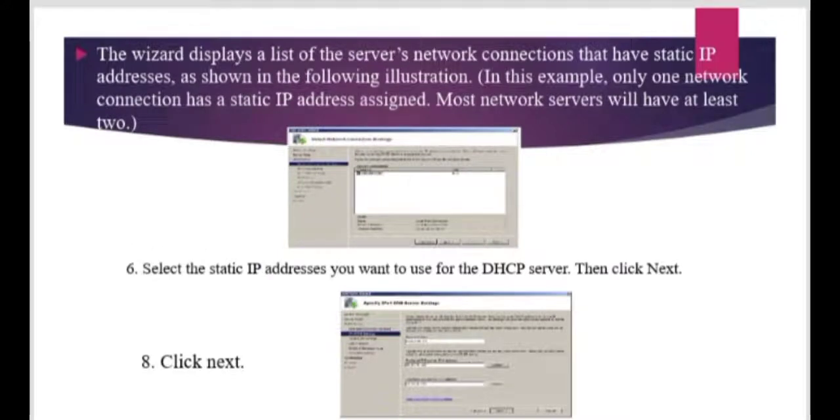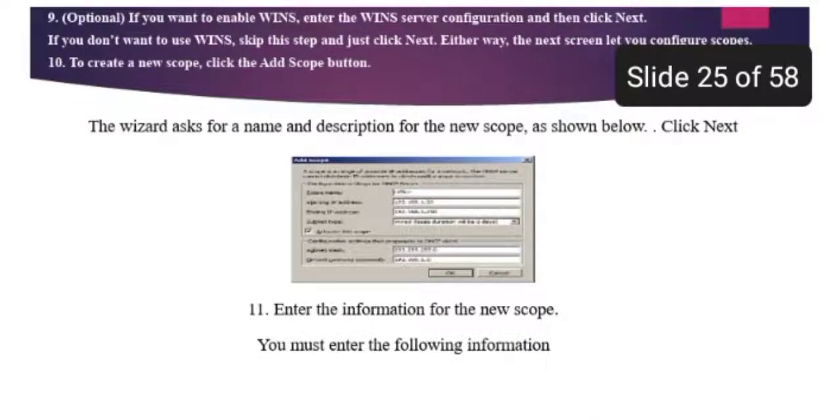The wizard displays a list of the server network connections that have a static IP address, as shown in the following illustration. In this example, only one network connection has a static IP address assigned. Most network servers will have at least 2. Select the static IP address you want to use for the DHCP server, then click Next. Number 9. Optional. If you want to enable WINS, enter the WINS server configuration, then click Next. If you don't want to use WINS, skip this step and just click Next. Either way, the next screen lets you configure a scope.